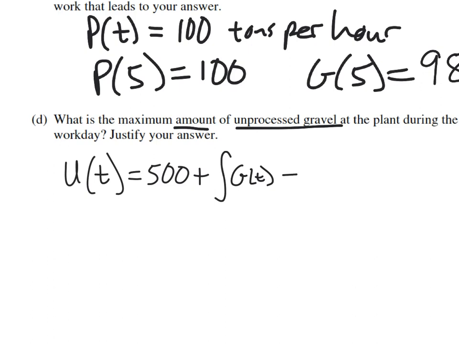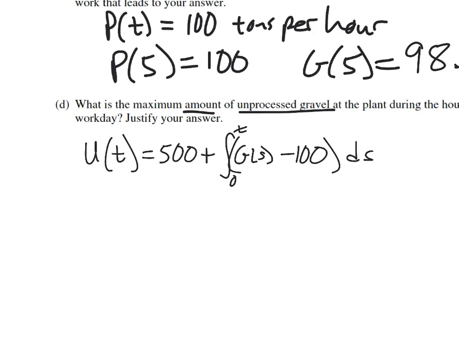And we've got 100 is the rate at which we're processing it. Okay. Now, we're going to actually write this as a dummy variable here. So G of s, and this is going to go from 0 to time t. All right, so we've got to accumulate. So an integral is an accumulation function. All right, so we're going to accumulate or total up all of the rates.